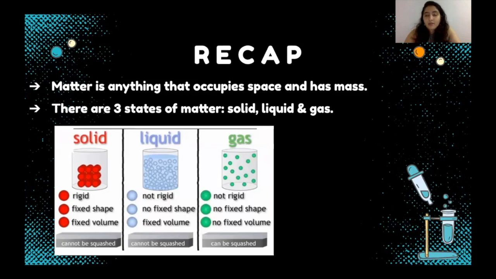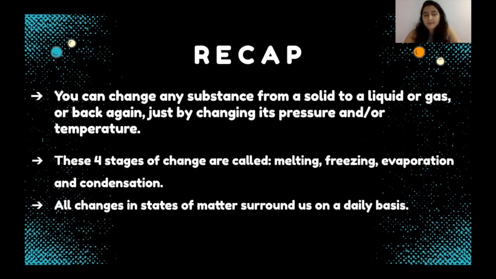Liquid particles, however, are not rigid and have the ability to move around slightly. They are not fixed in shape, however, they are fixed in volume and they cannot be squashed as well. Gas particles, on the other hand, are not rigid. They have no fixed shape, no fixed volume, and no way to constrict their movement, and they can be squashed.